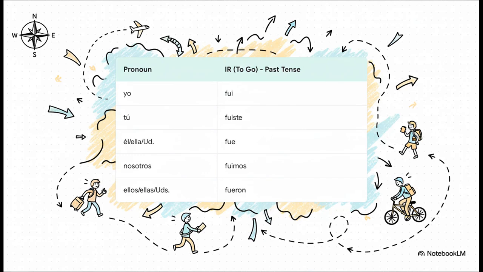First up, the verb ir, which means to go. In the past tense, I went is yo fui. You went is tú fuiste. He went is él fue. Take a really good look at this. Try to burn its shape into your memory.